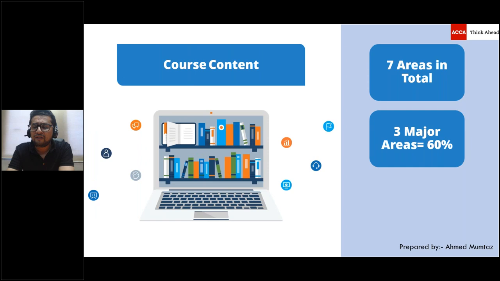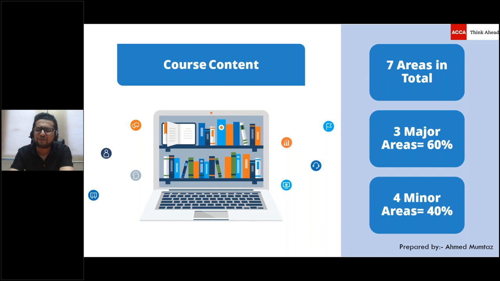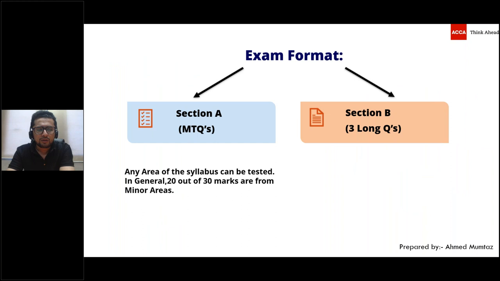We all are familiar that there are 7 areas in total, 3 major. We have already covered 2 major areas, so we are left with one major area only, which is the agenda for Monday, that is today. Now when it comes to section A, any area of the syllabus could be tested and will be tested, from major topics to the minor topics.